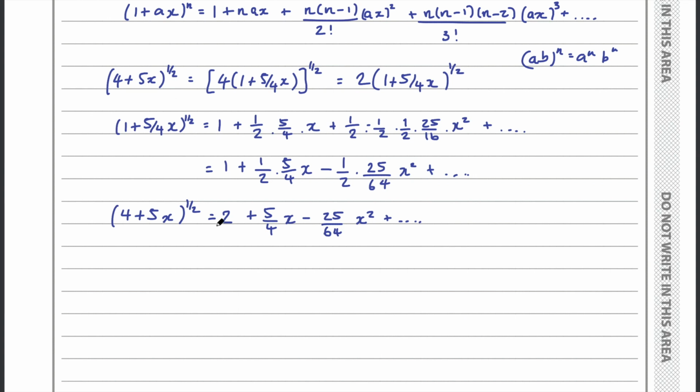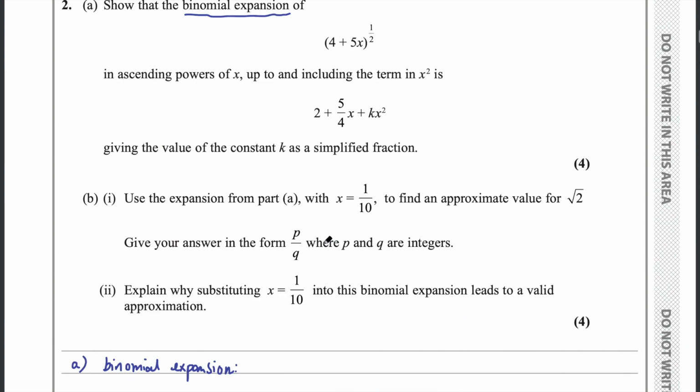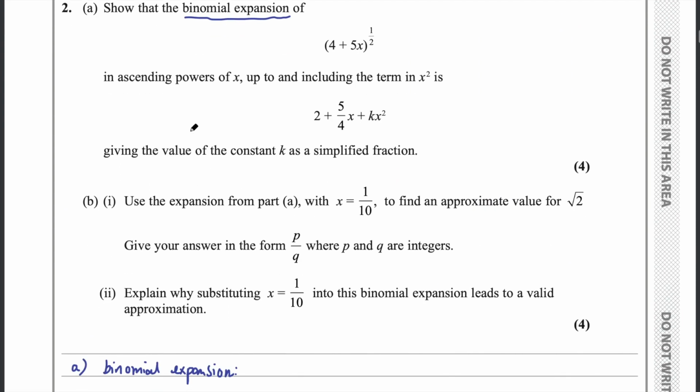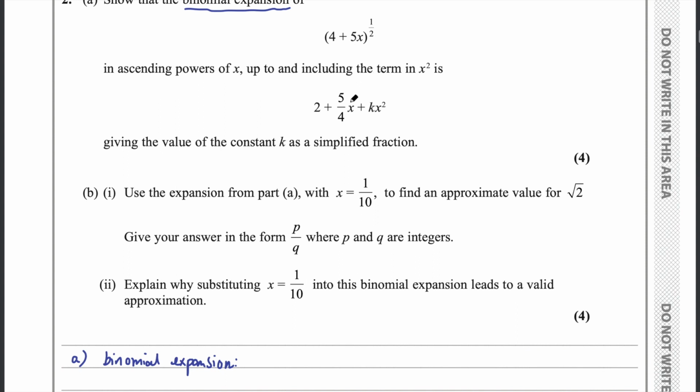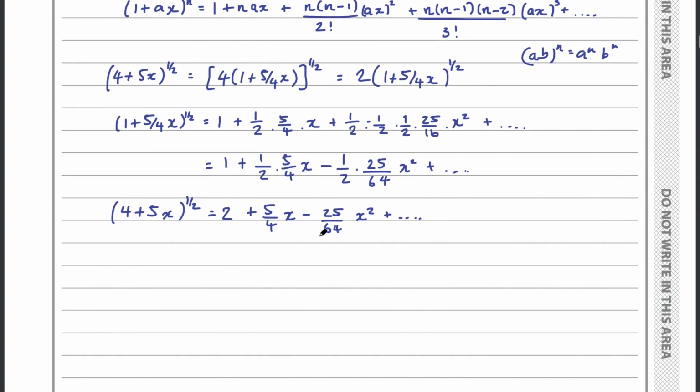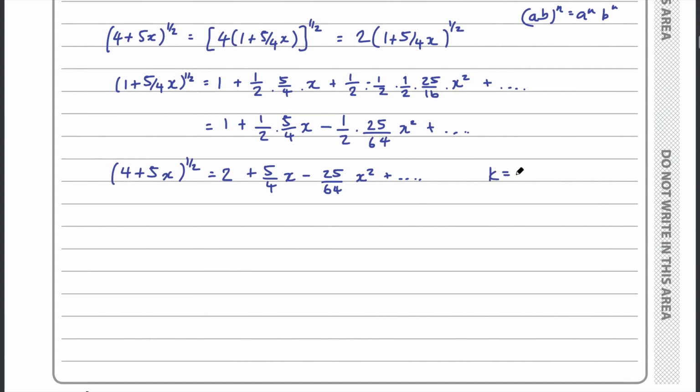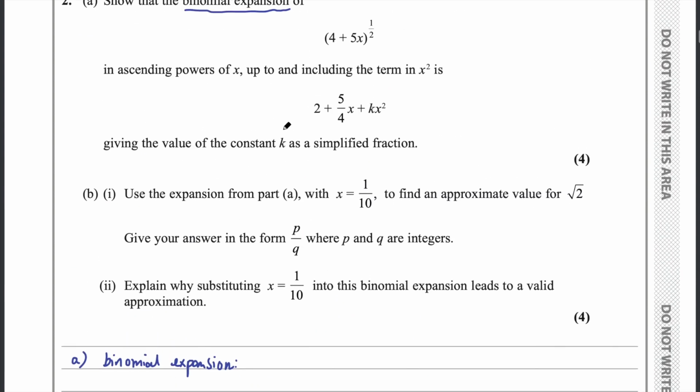We've got to our final expansion, and going back to the question to make sure I've answered all of it, we've got a k here of negative 25 on 64. So just checking, we had a 2 plus 5 on 4x. Yes, that's correct. And then k would equal negative 25 on 64. Okay, that should all be fine.